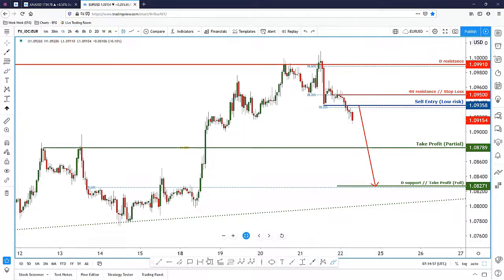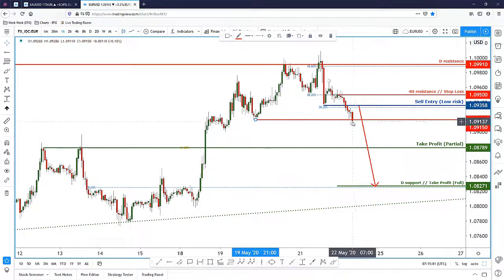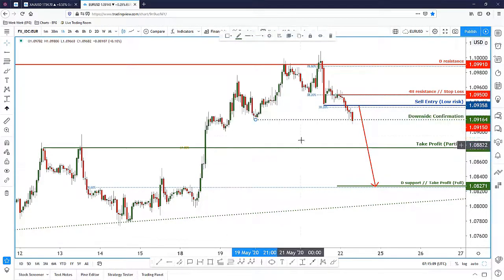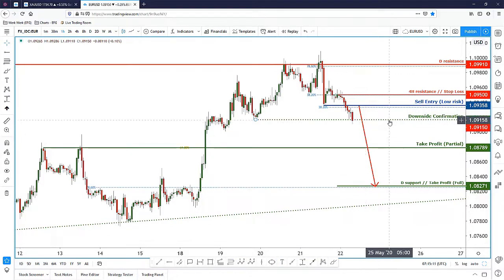Let me just draw it, dotted line there. Okay, you wait for price to close below this level. Right now, we have to see how this 1 hour candlestick closes. Okay, let me just change it to a dotted line, downside confirmation. Yeah, this will be for the more risk-averse people. All right, so definitely now a waiting game to see whether price closes below the downside confirmation.